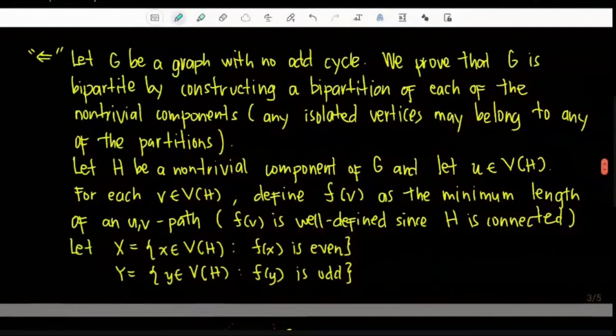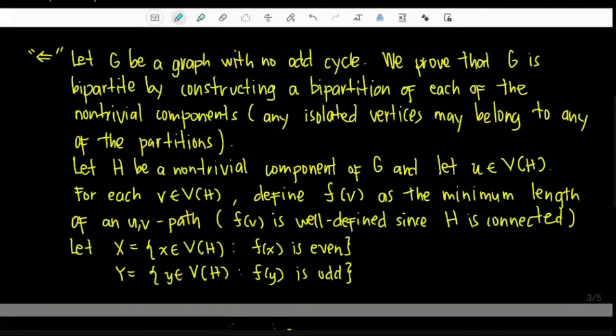Now, let G be a graph with no odd cycle. We want to prove that G is bipartite by constructing a bipartition of each of the non-trivial components. Of course, any isolated vertices may belong to any of the partitions. Meaning, if you have isolated vertices, you can just add them to partition X or partition Y, and it will not really matter since there are no edges connected to that isolated vertex. So all we need to do is to partition every non-trivial component.